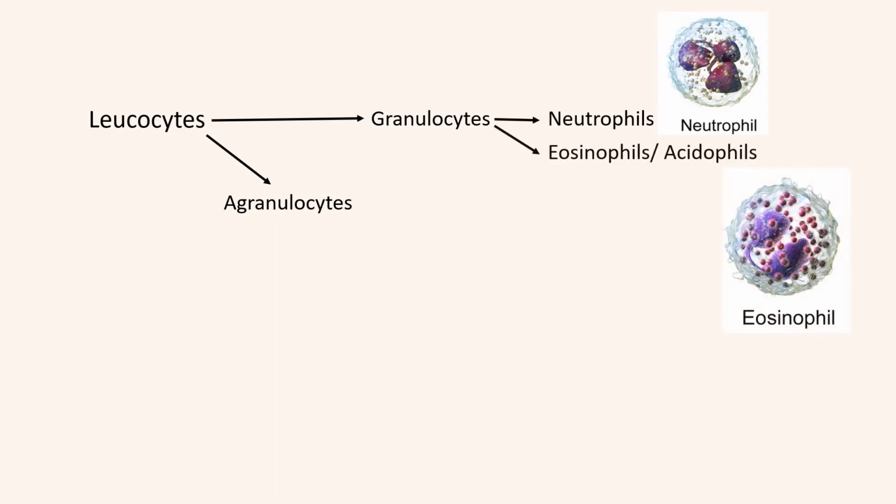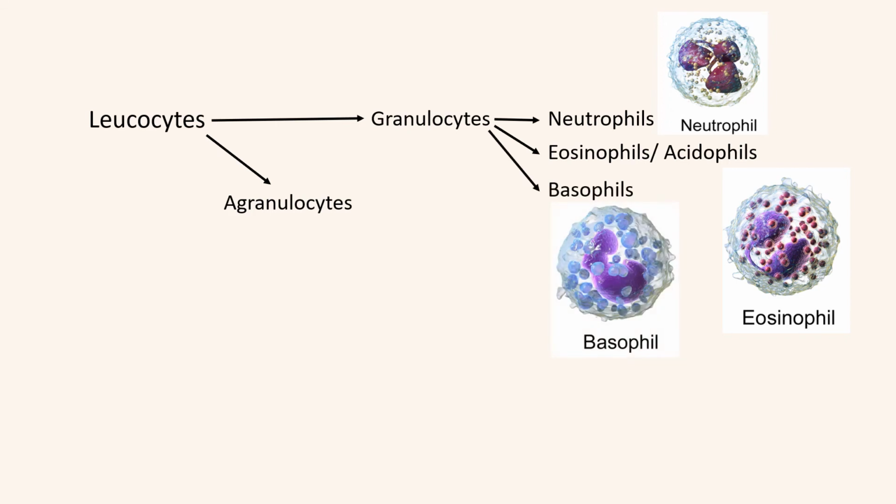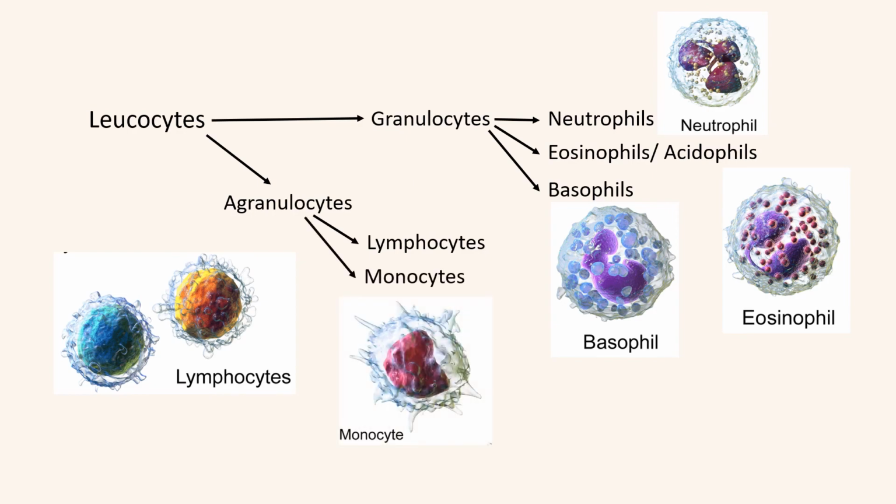Leukocytes are basically of two types: granulocytes and agranulocytes. The granulocytes have granules present in their cytoplasm, while in agranulocytes, granules are absent. The granulocytes are further divided into neutrophils, eosinophils, which are also known as acidophils, and basophils, while the subtypes of agranulocytes are lymphocytes and monocytes.